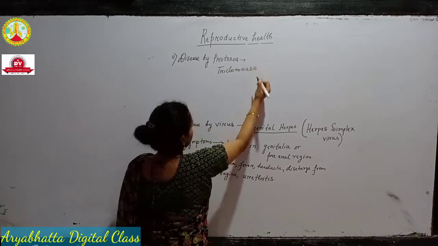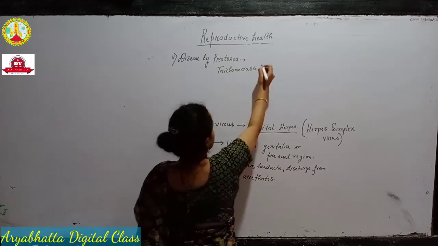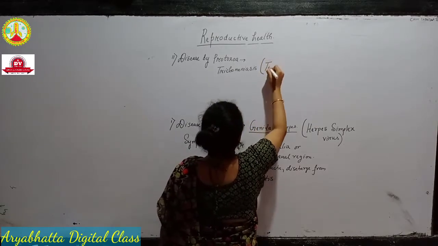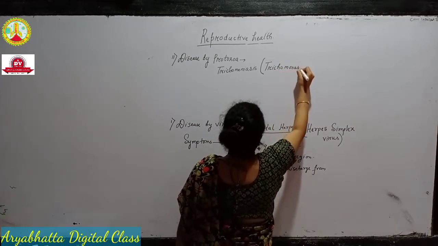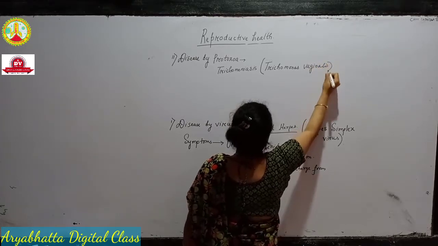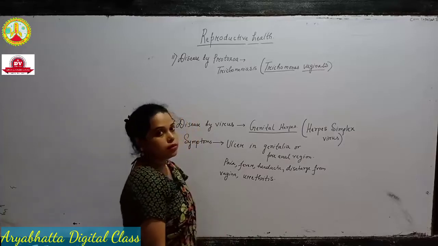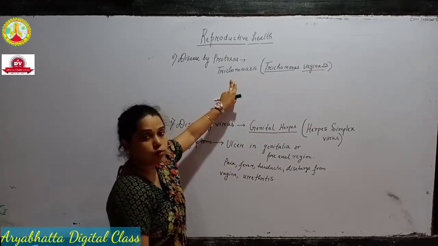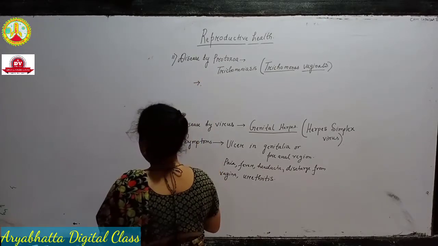Trichomoniasis. This is the name of the disease, and the agent which causes the disease is Trichomonas vaginalis. This is the scientific name, always underline it. This is a protozoan. These protozoa cause the disease trichomoniasis. So what are the symptoms? We will see the symptoms.